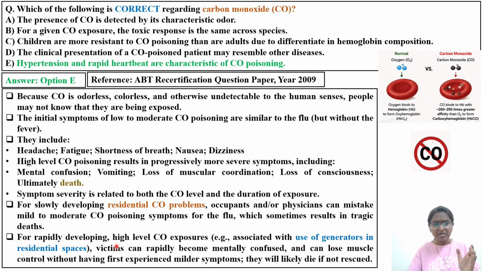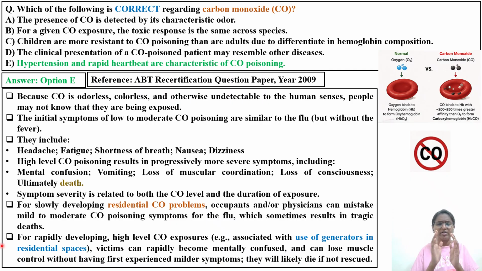For rapidly developing high level carbon monoxide exposure, for example, associated with the use of generators in residential spaces. As I told you, whenever there is a power shortage, we use generators. From this also carbon monoxide will come out as a gas. Victims can rapidly develop mental confusion and can lose muscle control without having first experienced milder symptoms. They will likely die if not rescued.